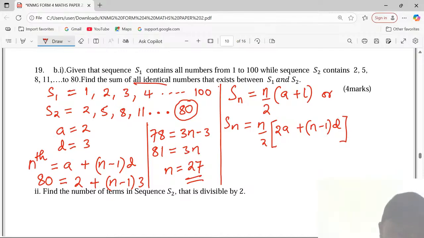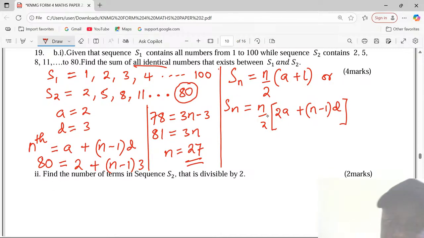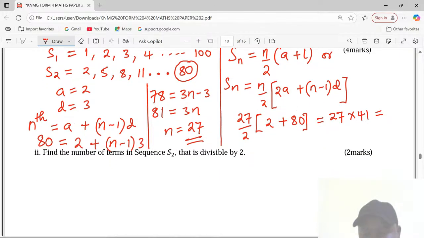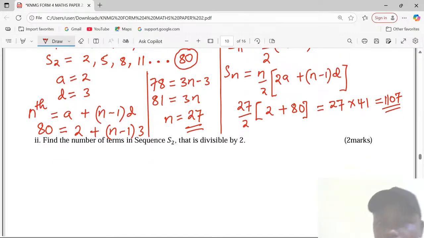We can use the two formulas. By saying this, n is 27 over 2 into the first term plus the last term. This is going to be 82, so 41. 27 by 41 is equal to 1107. So the sum is 1107, or we can use the second formula.